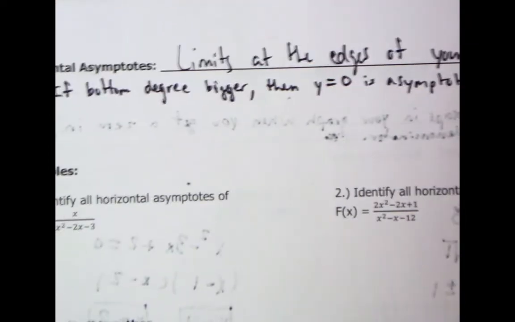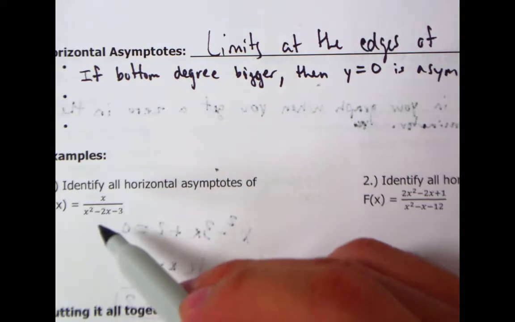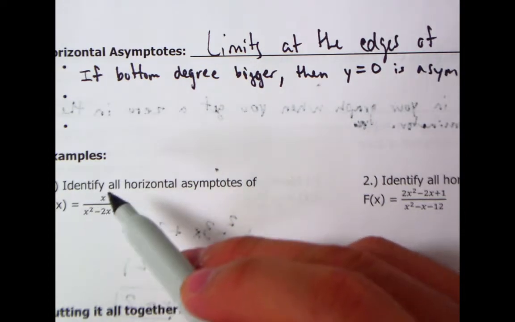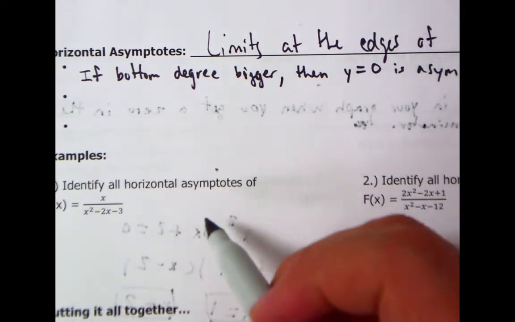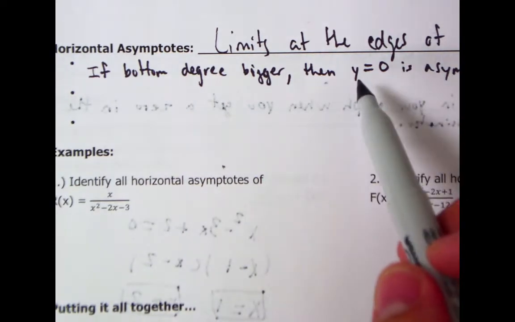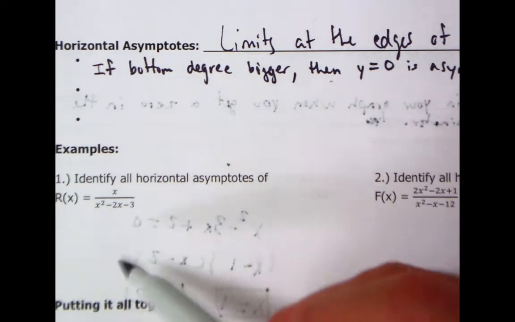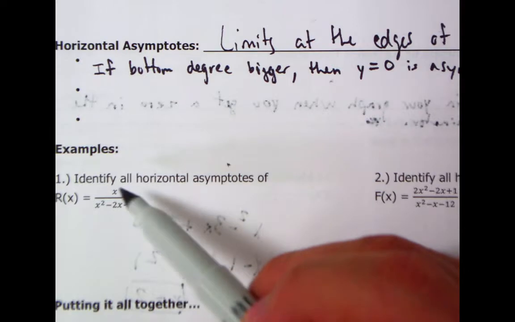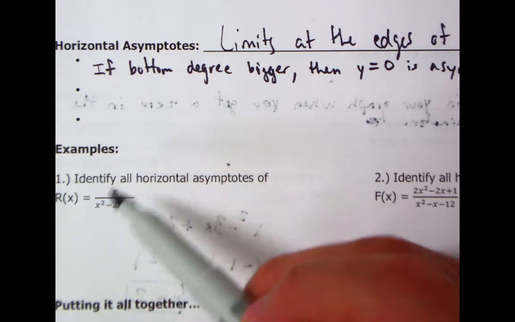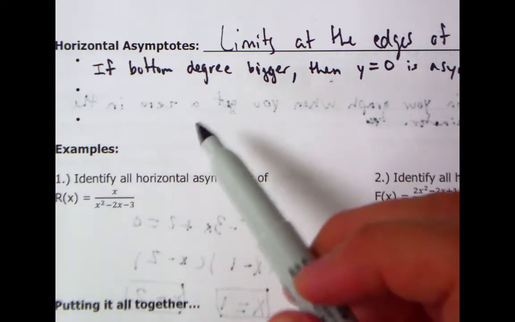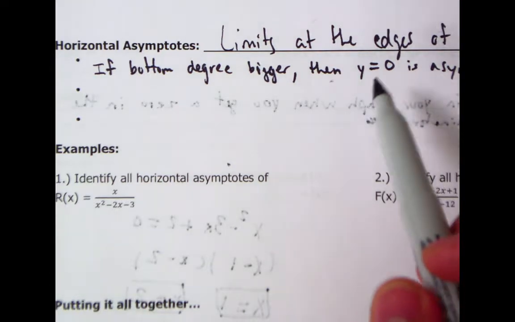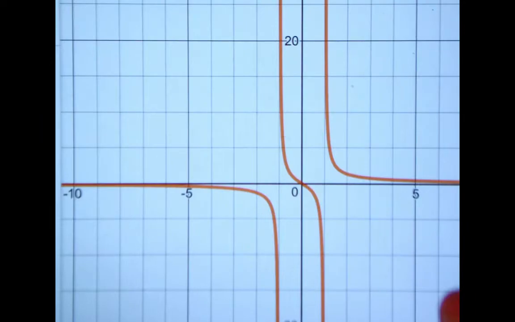Okay, so if the bottom is bigger, like in this case here, the bottom is bigger than the top, you have a horizontal asymptote at y equals 0. It's automatically 0. It doesn't matter what anything is in the bottom or the top. If the degree on the bottom is bigger than the degree on the top, then it's automatically y equals 0. And that's exactly what we saw in our original graph here.